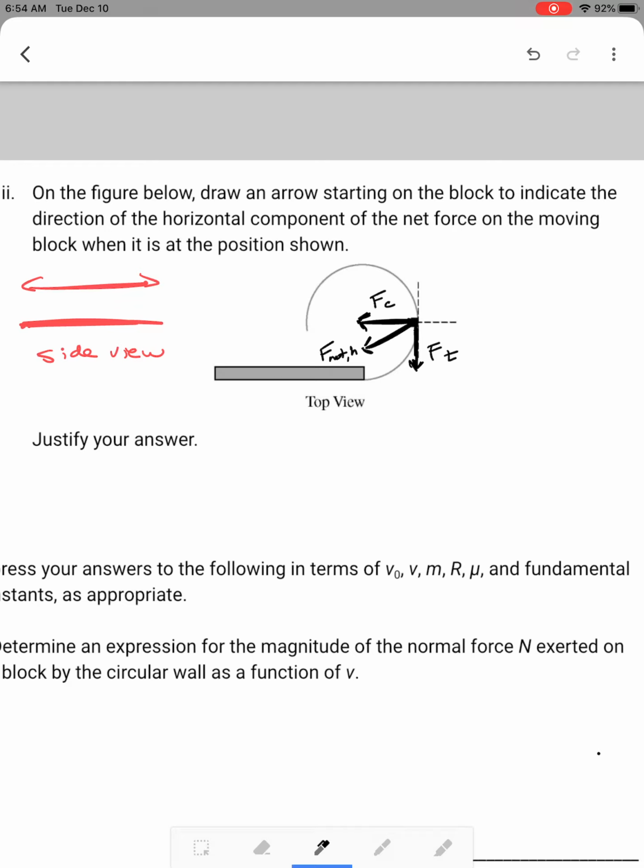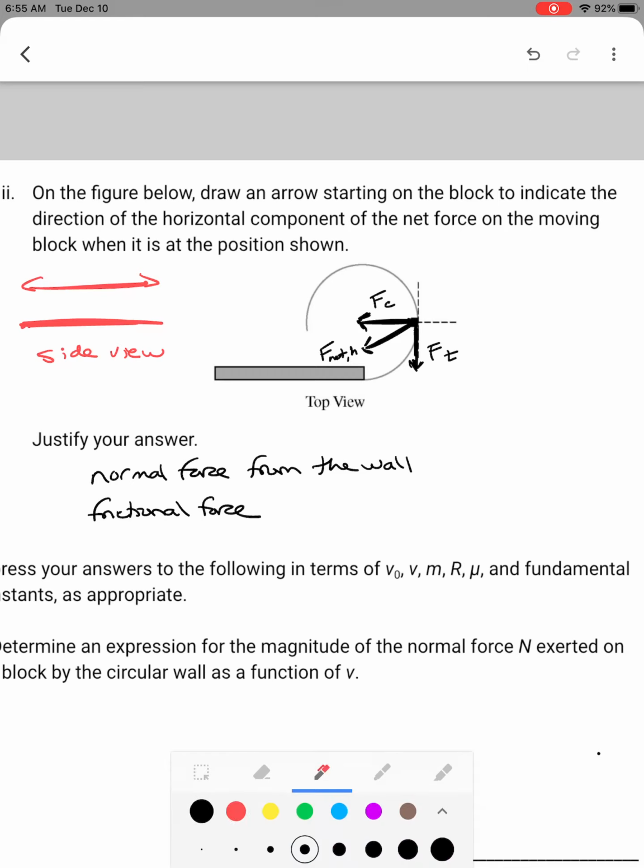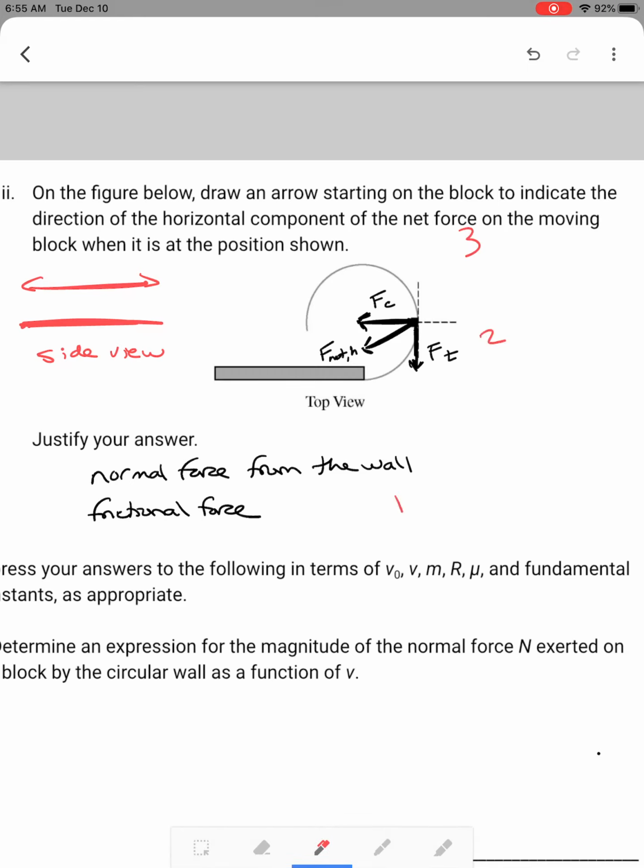This is because of the normal force from the wall and the frictional force. Both of those things work together here. Point totals on this one: this question was worth 3 total points. You had 2 for the correct direction and 1 for the correct rationale.